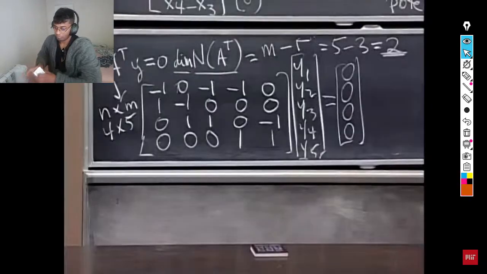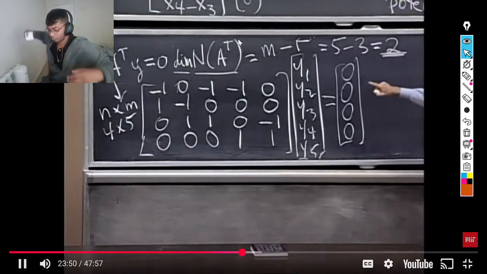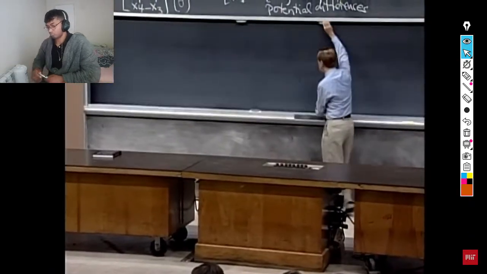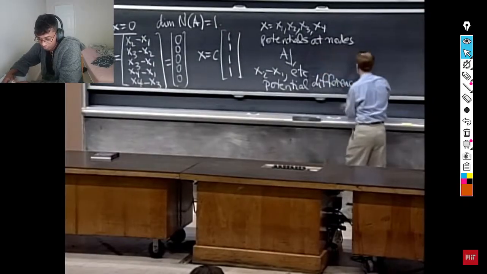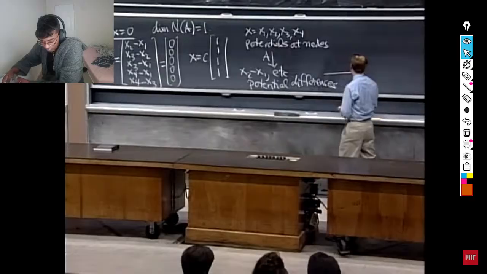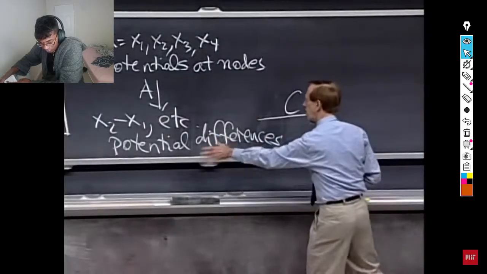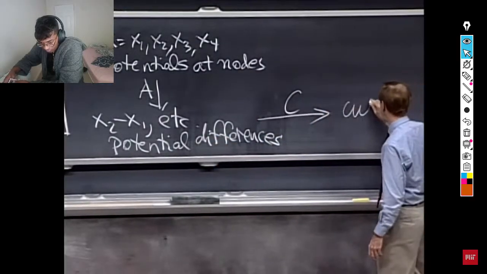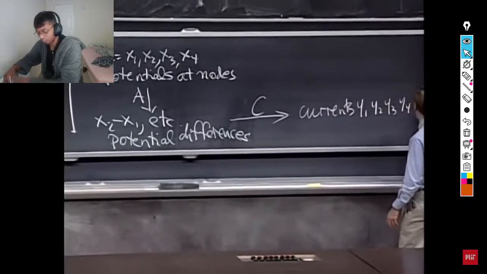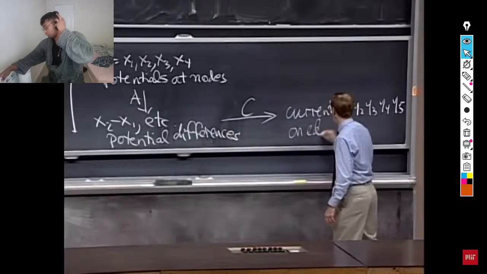And I want to understand what this equation is. So let me say what A transpose Y actually represents, and why I'm interested in that equation. I'll put it down with those old erasers and continue this. Here's the great picture of applied mathematics. Let me complete that. There's a matrix that I'll call C that connects potential differences to currents. These are currents on the edges: Y1, Y2, Y3, Y4, and Y5.